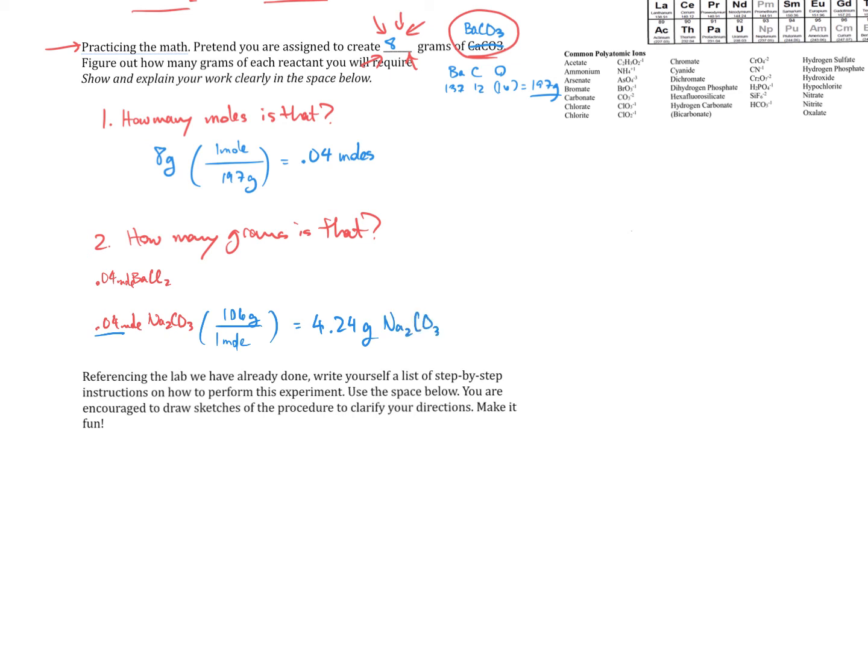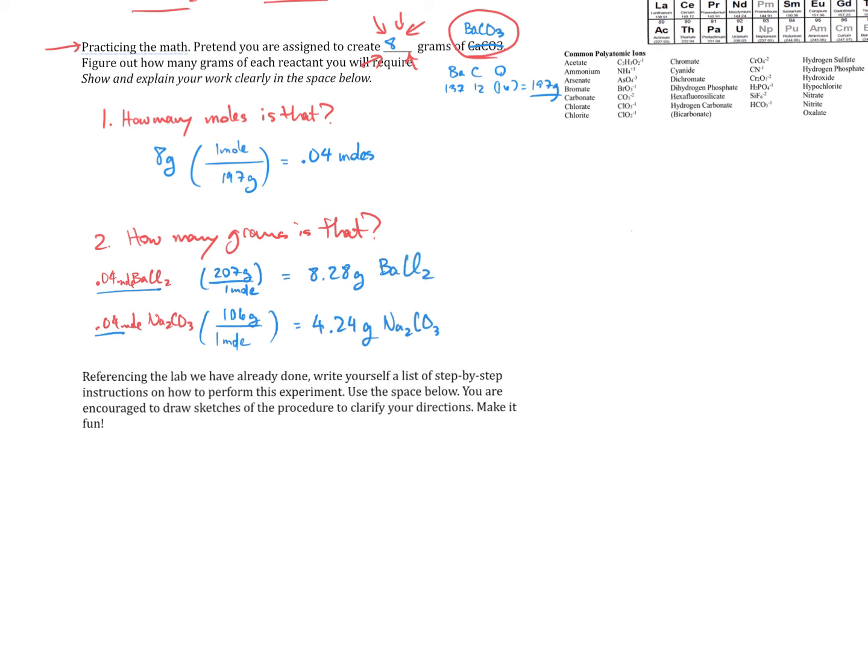Similarly, I go up here to my barium chloride. I need 0.04 moles of barium chloride, but first I need to know how much 1 mole of barium chloride weighs. Well, this is a beast of a compound because barium is 137 grams per mole. Each chloride is 35. You end up with 207 grams in 1 mole. Since I don't need 1 mole, I need 0.04 moles, I do that multiplication, and I need about 8.28 grams of barium chloride.